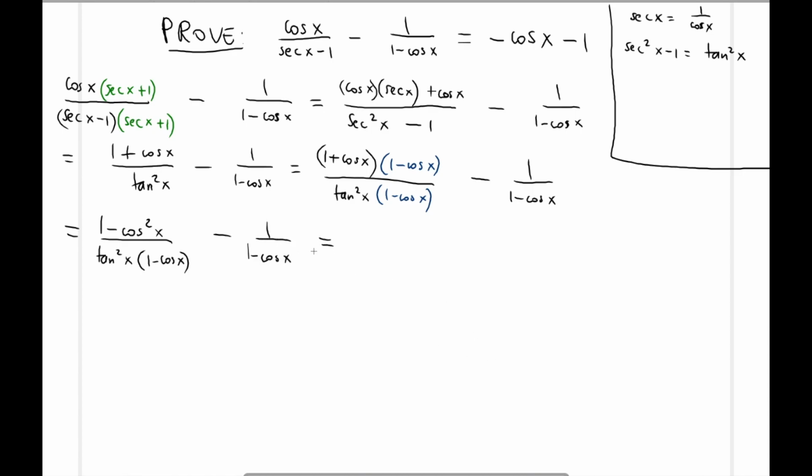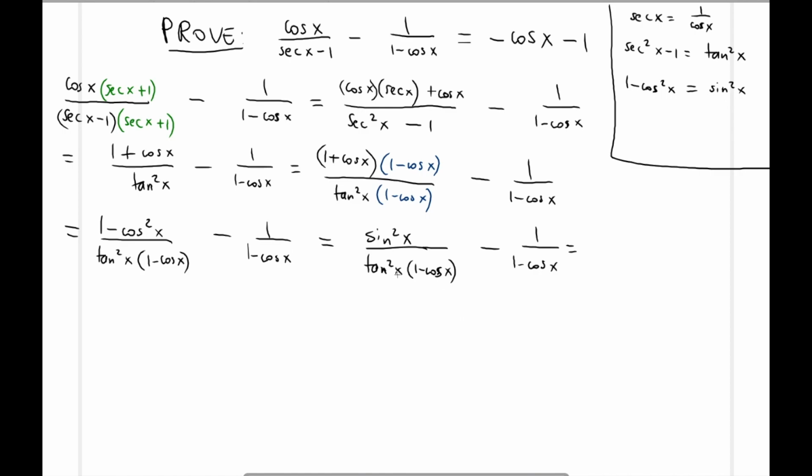Now, what does this give me? Notice that 1 minus cosine squared x is equal to sine squared x. That's another identity that we can replace the numerator with, right? So sine squared x on the top divided by tan squared x times 1 minus cosine, all right? Then copying the second fraction.